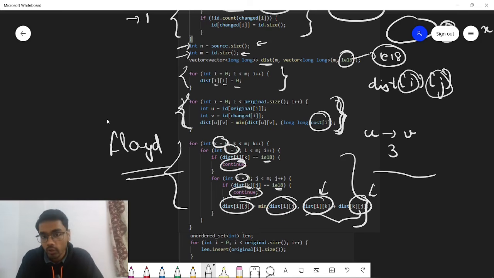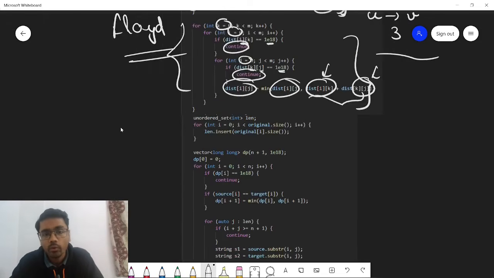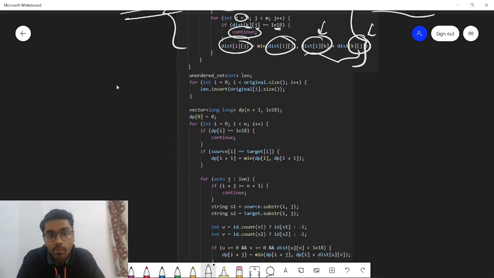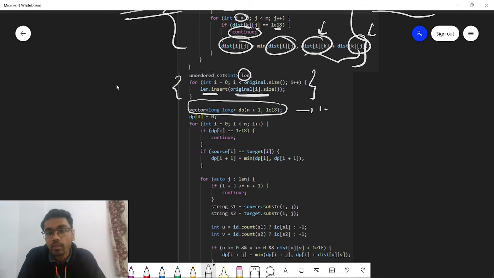So this is the Floyd Warshall algorithm, and then we need to do the DP part. Before the DP part, we need to get all the unique substring lengths present in the original array. So we are just inserting them in an unordered set. After that, we are doing the DP part. We are initializing everything with 1e18 because we need to get the minimum, so we will keep as large a value as possible. Initially the base case would be dp of 0 will be 0 only.